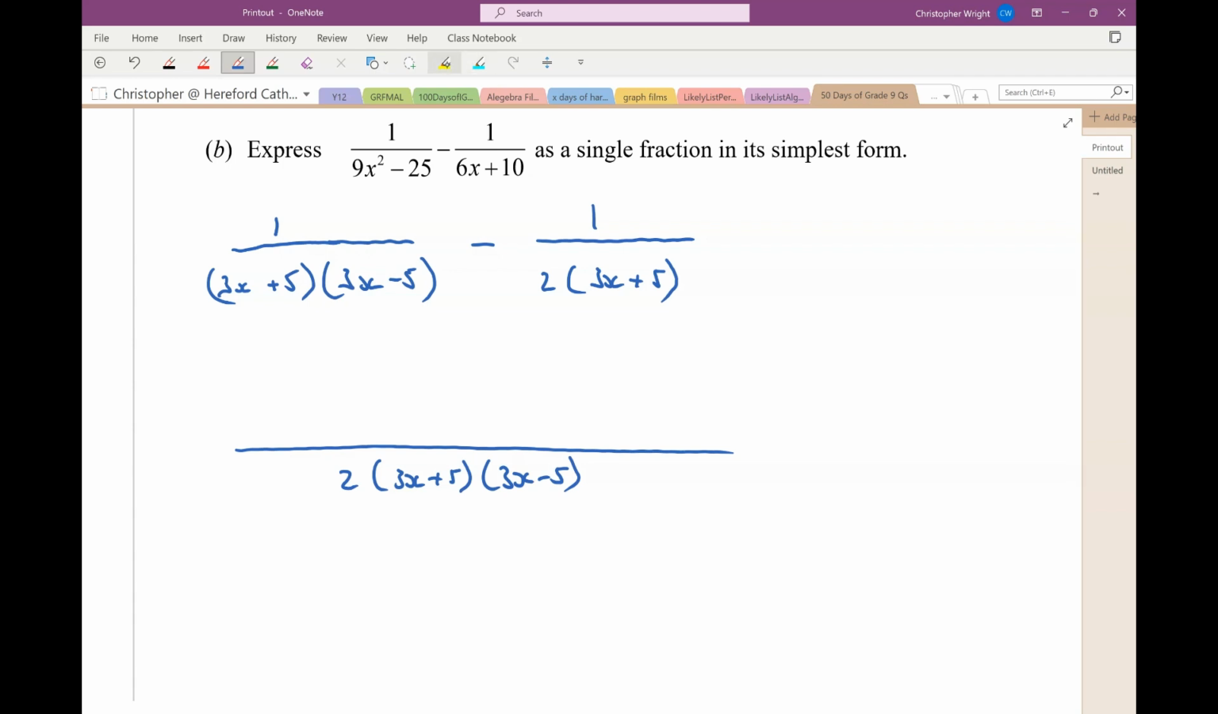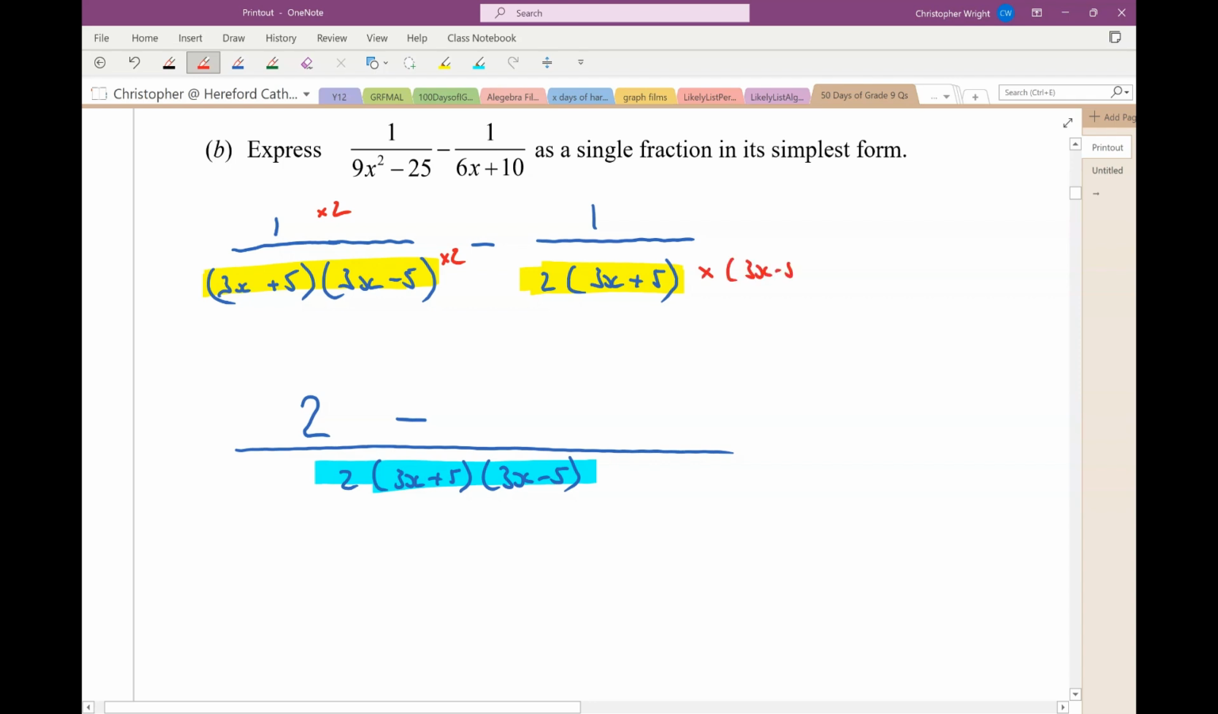Now, let's look at this first fraction here. What's this denominator being multiplied by to get my new denominator? Answer, it's being multiplied by 2. So I must do the same to the top. 1 times 2 is 2. Minus. Now, let's look at this second fraction. What's this denominator been multiplied by to get my new denominator? Answer, it's been multiplied by 3x minus 5. So I must do the same to the top. 1 times 3x minus 5 is 3x minus 5.